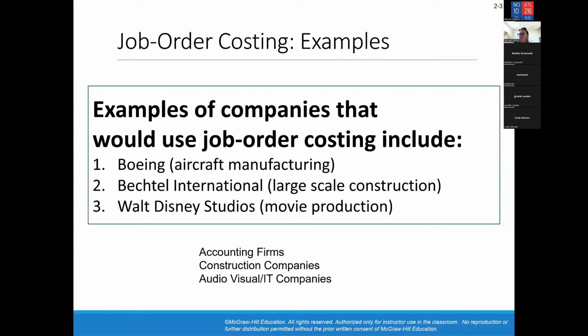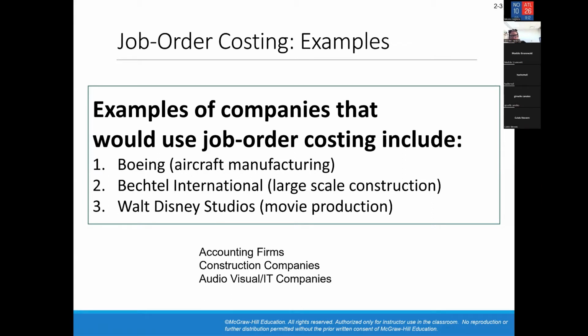And then Walt Disney's another one with the movie production. They also will have job order costing. There's going to be one particular job, obviously a movie that they're working on, and they're going to want to put all of the costs into that, so they know how much it costs to produce this movie. And then figure out how profitable they were after the production, when they put it out into the movie theaters. So I put some other ones down at the bottom.